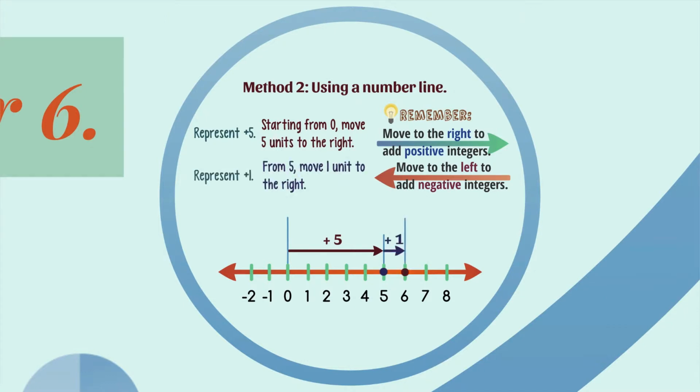We landed on 5 on the number line, so from 5, move 1 unit to the right to represent positive 1. Now look at the number line closely. We can find the sum by looking at where we landed on the number line. Look, it's on positive 6. Thus, positive 5 plus positive 1 is equal to positive 6, or simply 6. And we got the same answer. So that means both methods really work.